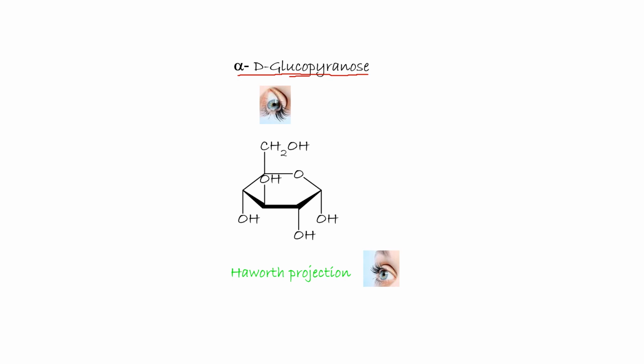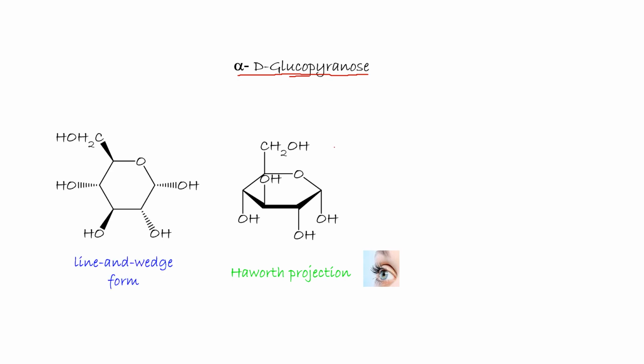D-glucopyranose, if I look at the molecule from here, then I will see the following. I will see this carbon down, this down, this OH up, this is down, and CH2OH up. We call this the line and wedge form.